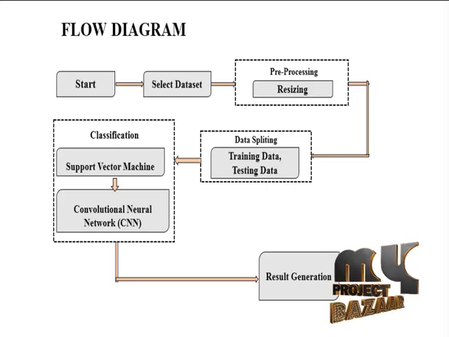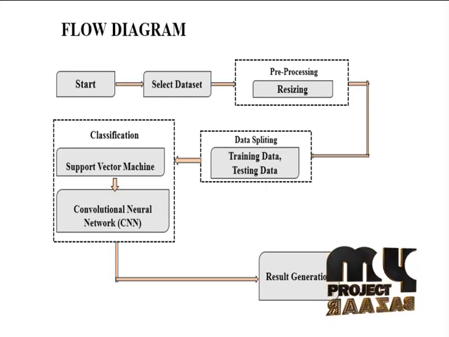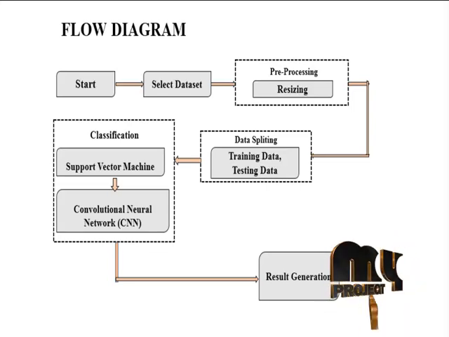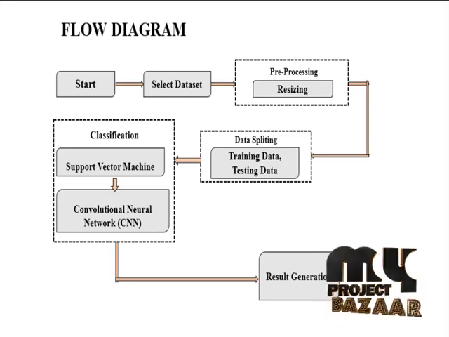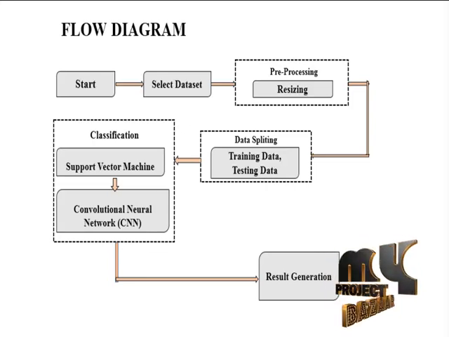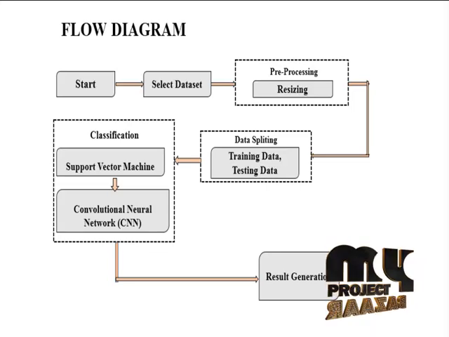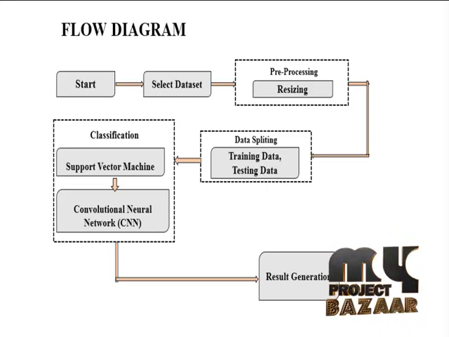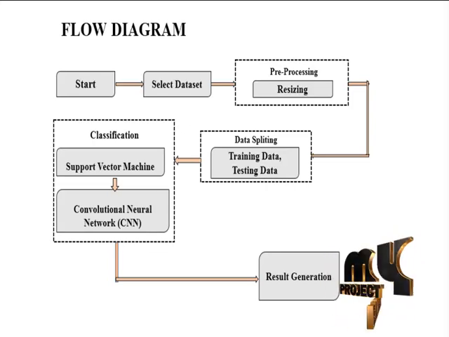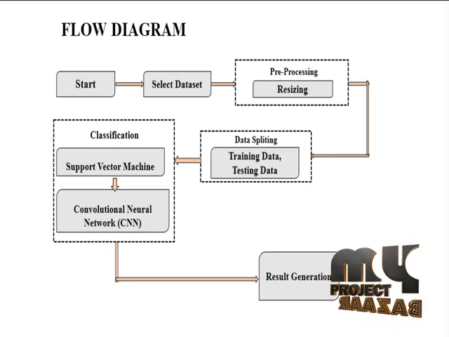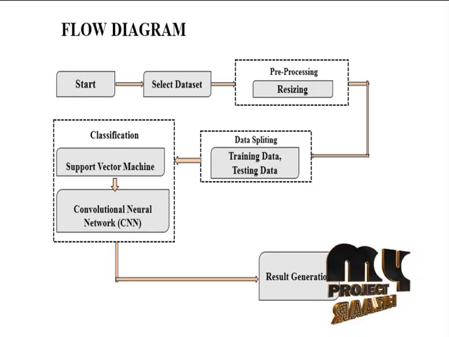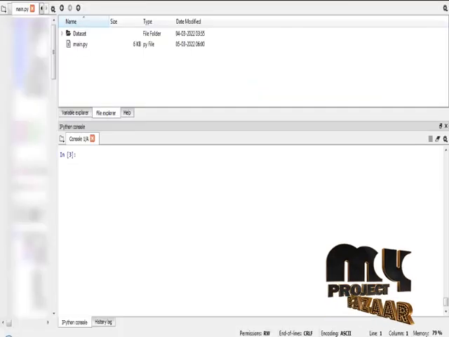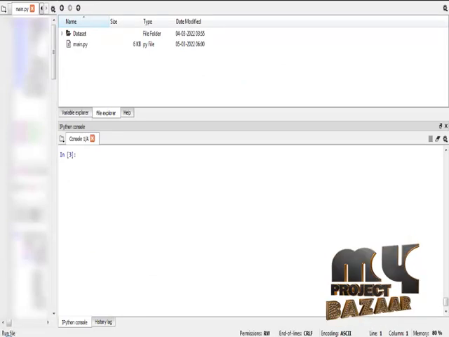In classification, we are using two different types of algorithm. One is a machine learning algorithm, namely support vector machine, and the other is a deep learning algorithm, namely convolutional neural network. The two algorithms are used to train the image dataset and generate the results in the form of metrics like accuracy, precision, recall, and F1 score. Finally, we are going to predict the input images by using our proposed convolutional neural network deep learning algorithm. I am going to run my program in Anaconda Navigator Spyder IDE.